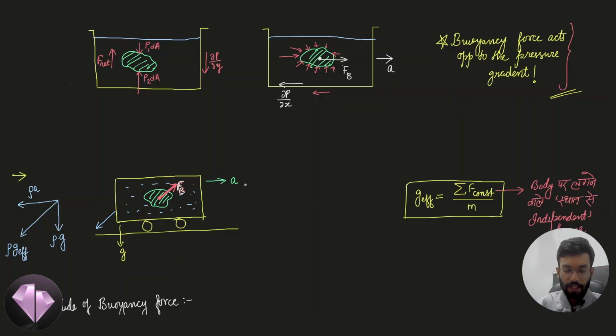Okay, so buoyant force acts opposite to g effective. You can very clearly see this, so this is for you to just remember. आपको याद होगा, we've already studied it, what is g effective. So g effective is nothing but the summation of the constant forces divided by mass. What do you mean by constant forces? Body पर लगने वाले स्थान से independent forces.